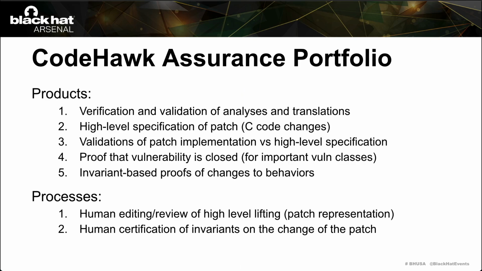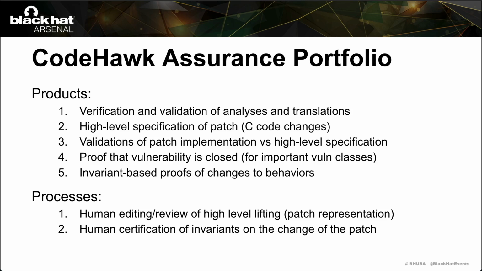Okay, so in the end, what we have built is a portfolio of processes and products, artifacts, that combine to provide high assurance of a patch. We have the verification and validation of the analyses and the transformations. We have the high-level specification of the patch in C code. We have the validations of the patch implementation versus a high-level specification. We have proof that a vulnerability is closed for important vulnerability classes that deal with undefined behaviors in C.